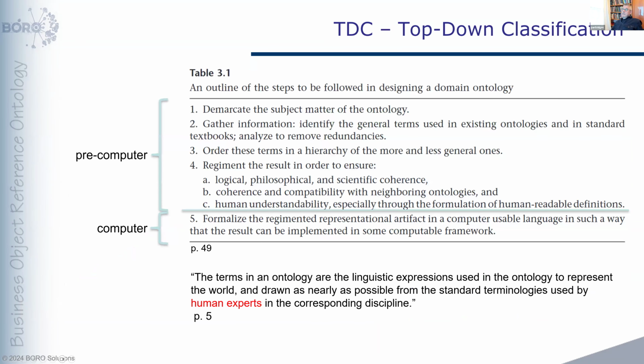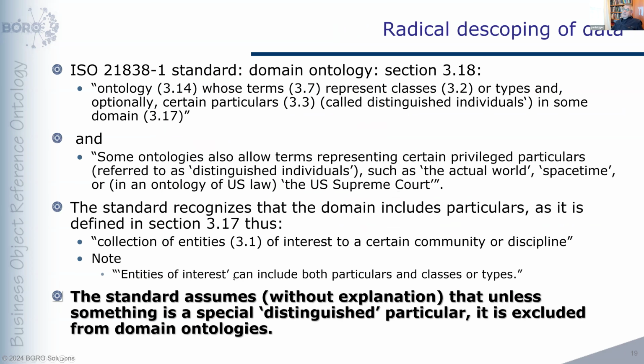If we then move to the top-down classification, this here is a copy of a table which helpfully outlines the steps to be followed when designing a domain ontology. Again, you'll notice steps 1 to 4 are, in terms of information evolution, in this pre-computer stage. It's only at the very end that you computerize. And again, there is this focus on human experts in the corresponding discipline. The source material may be written down, such as the standard terminology in play, but there's also this notion of human experts, so one's taking it from brains and so forth.